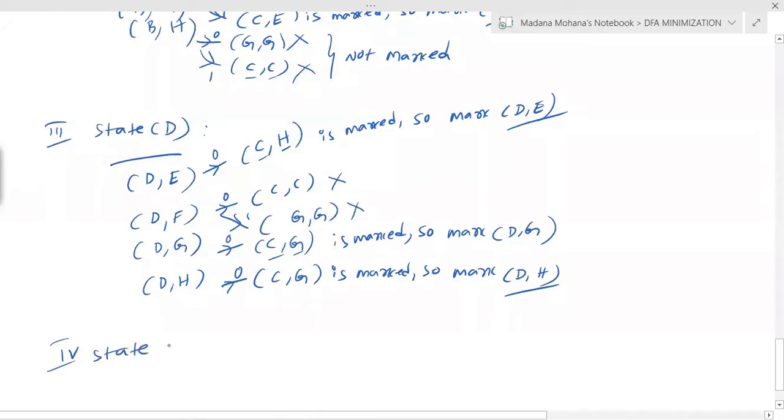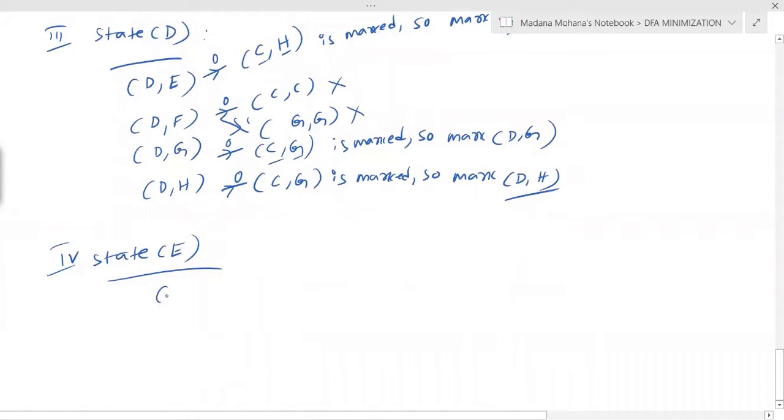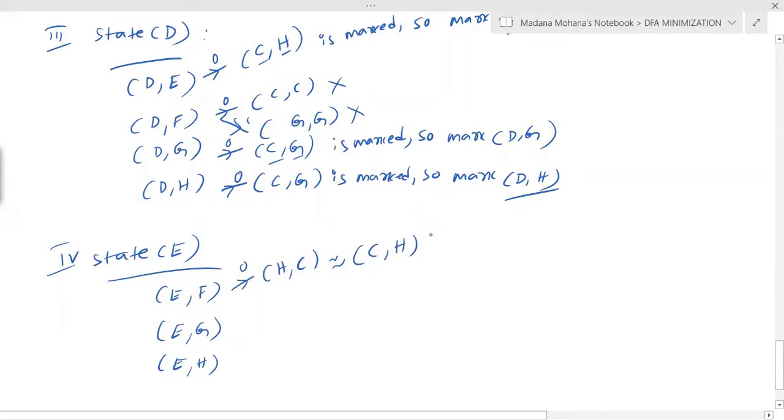State E combination. What are the unmarked pairs we have? So we have EF, EG, then EH. These are all unmarked. Now find out your transitions. EF on 0, you will get H comma C. But HC we don't have, but CH we have. So C is final, H is non-final. E is marked. So mark the current pair E comma F. First you can find it, later you can mark. Now EH you have to mark.